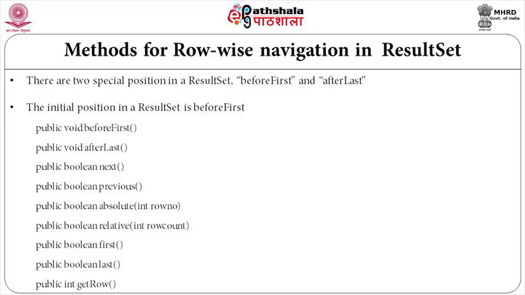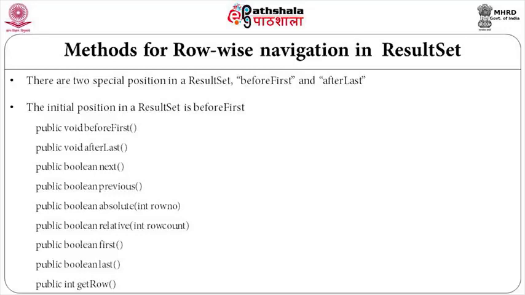So two methods: absolute takes you to a specific row. You can say absolute 5, and it will take you to the 5th row. What happens if I give a negative value to the absolute method? You can also give a negative value. If I say absolute minus 3, it takes me to the third row from the last. So negative values take you to the row number from the bottom, in the opposite direction. That way you can use the absolute method to move to any specific row by row number, from the beginning or from the end by giving a negative value.